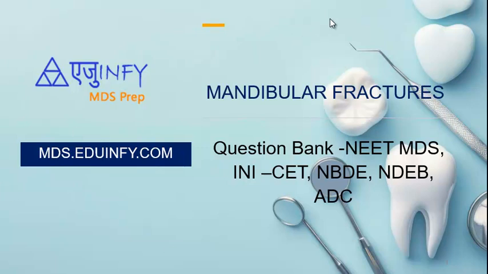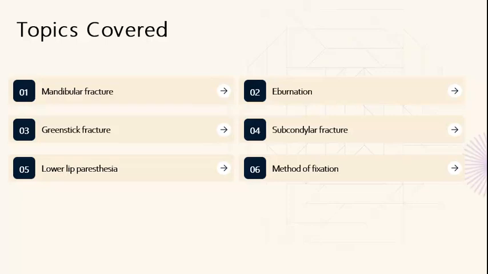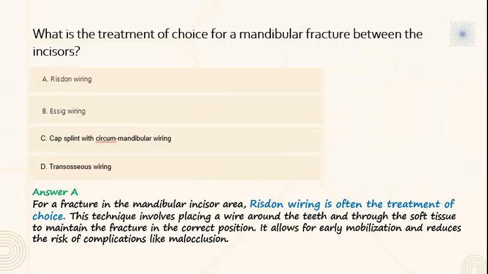The treatment of choice for a mandibular fracture between the incisors. Answer A. For a fracture in the mandibular incisor area, Risdon wiring is often the treatment of choice. This technique involves placing a wire around the teeth and through the soft tissue to maintain the fracture in the correct position. It allows for early mobilization and reduces the risk of complications like malocclusion.